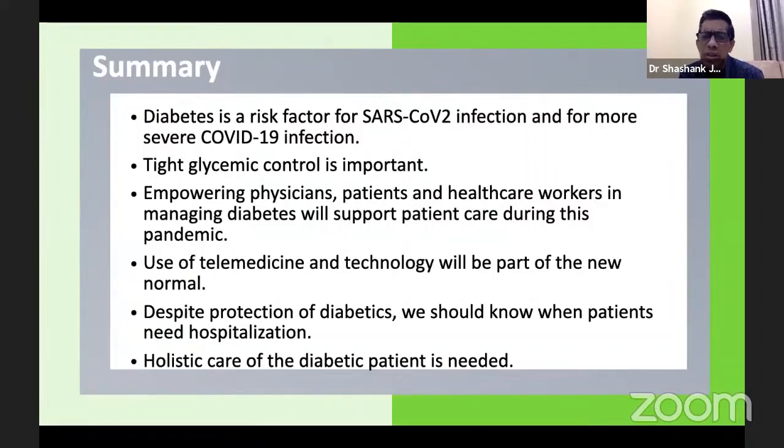Diabetes is clearly a risk factor. And we know that when you have diabetes, you are likely to get severe COVID and you're likely to die. Glucose control is important in COVID times. We need to empower doctors, physicians, and healthcare workers to manage diabetes. We need to reach out to our diabetic patients. We need to make an effort. We need to use telemedicine appropriately. We need to protect our diabetics from hospitalizations and COVID. And we need holistic diabetic care for our diabetic patients. We are all here with a common goal for diabetes care. And I'm happy that COVID has put diabetes more in the spotlight.